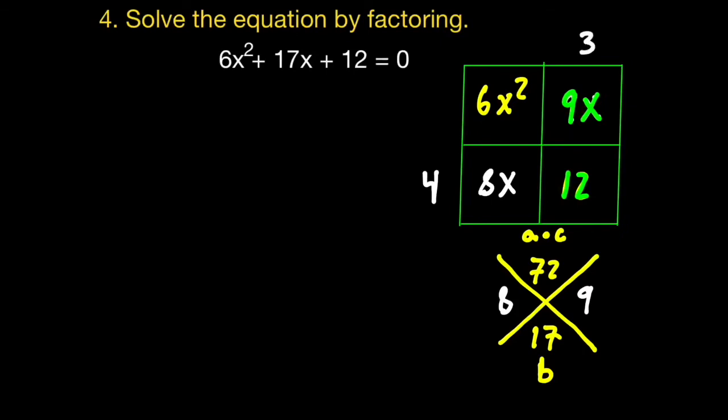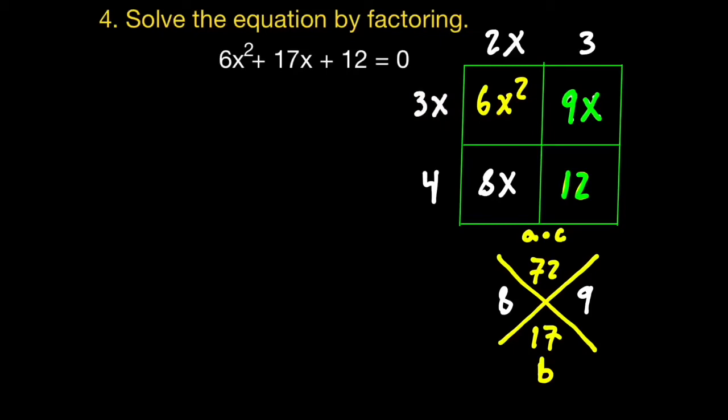To find the two remaining values, we can guess strategically. So here I have a 4. So 4 times what value will give me an 8x? Well, that would be 2x. And now, 2x multiplied by what value will give me a 6x squared? That would be a 3x.